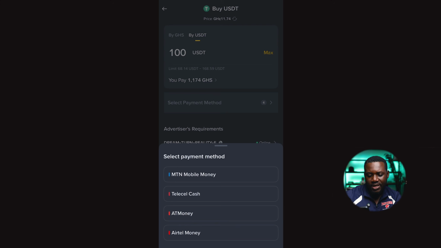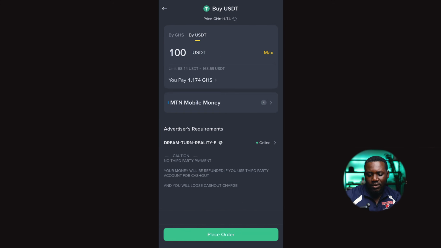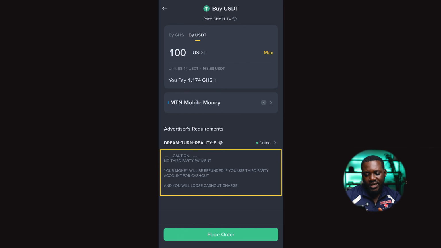Over here, there is MTN mobile money. Now there are some terms and conditions here that I need to read. This one says no third party. Your money would be refunded if you use a third-party account for cash out, and you will lose the cash out charge. I'm going to go ahead and place this order because I'm going to pay this person with my direct account. So I'm going to tap on place order.